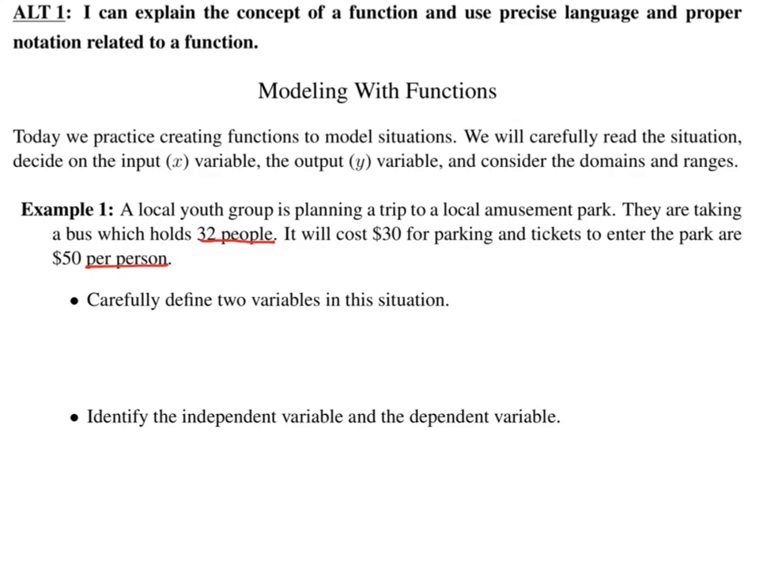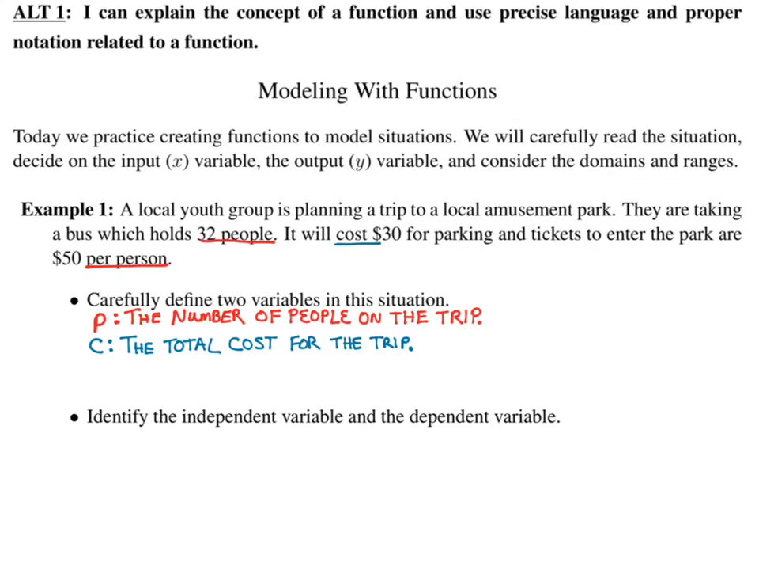First order of business, carefully define two variables in the situation. As you can see, I got excited and started underlining this people concept, so I'm going to go ahead and make P be the variable for the number of people on the trip. Now, additionally, it says it will cost $30, so I'm going to go ahead and let C be the cost for the trip. Those are our two variables.